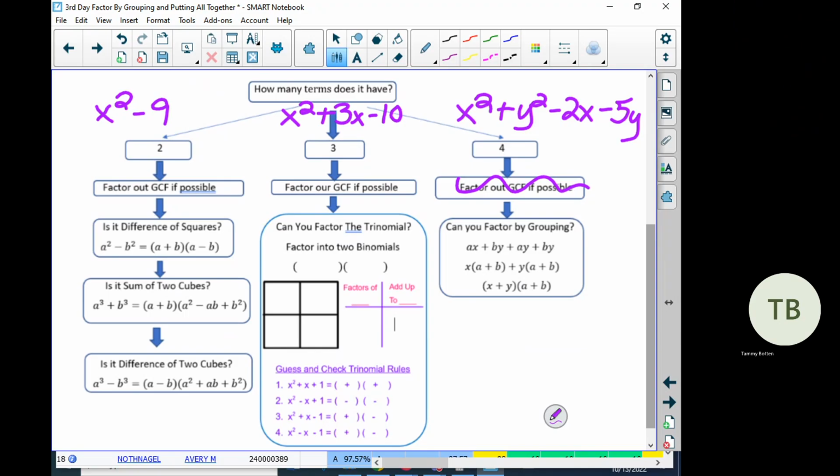So if it's 2 terms, you have to decide is it a difference of squares, which would be powers of 2 or 4 or 6, and only minus works. If it's not that, then you check, is it a sum or difference of cubes? And in those, you have to have powers of 3 or 6. And then 3 terms, we're going to do this way, which we learned on Monday. And 4 terms is what we learned today.